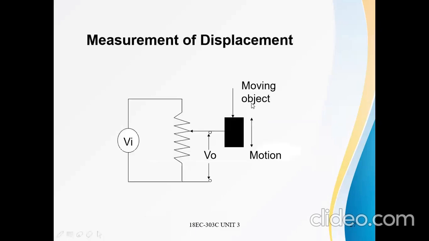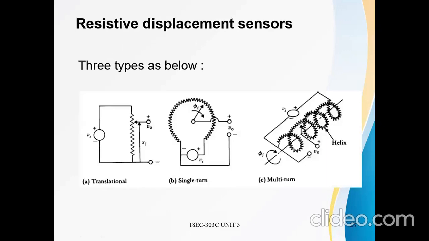Measurement of displacement, already we discussed. This is resistive displacement. The object whose displacement we need to measure is attached to the wiper. This is the V0 moving object. The motion of it is either up or down. Based on this, the wiper moves. V0 equals the applied voltage Vi into the resistance divided by the total resistance. Types of resistive displacement sensors: translational, which we discussed, and single turn and multi-turn. Helix type is for angular displacement. This is for translatory displacement. The helical one can be used to measure both angular and translatory displacements.